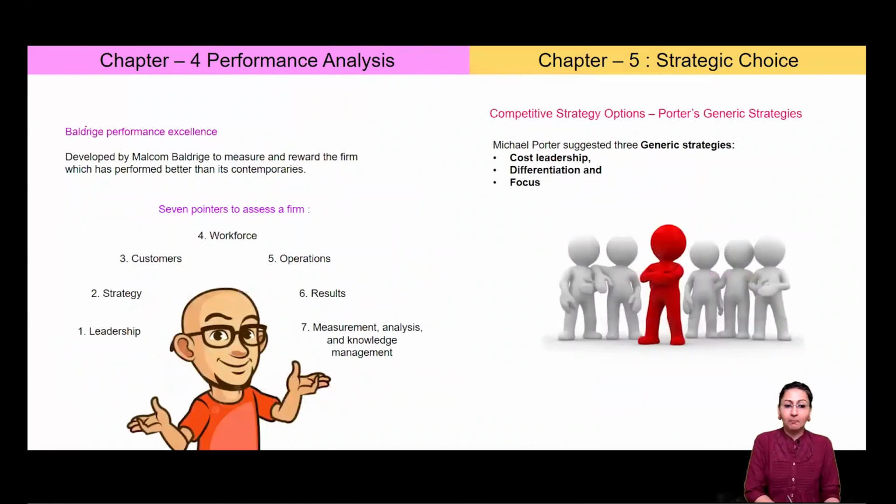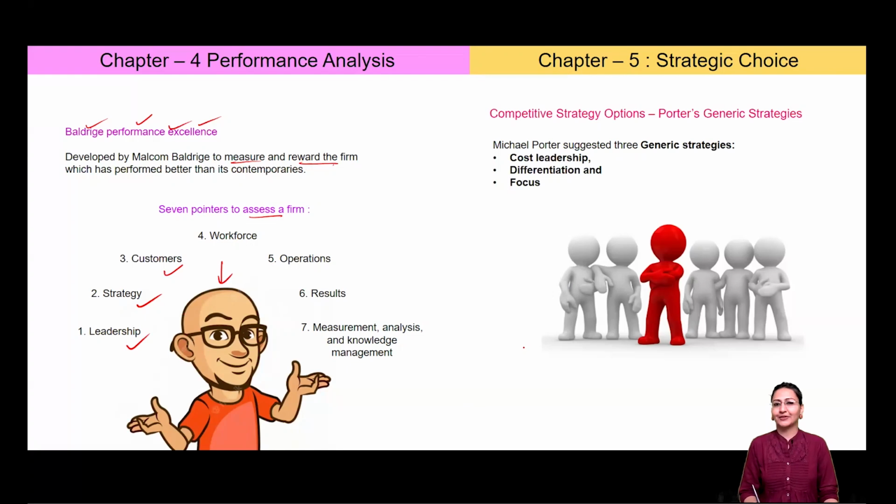Then comes Baldrige Performance Excellence. So this picture reminds you of Baldrige Performance Excellence. Now here what will happen is, you will measure and reward the firm which performs better than its counterparts. Performance measurement is being done here. 7 pointers are given to assess if a firm is doing well or not. 1, how is the firm's leadership? What type of strategies does the firm use?